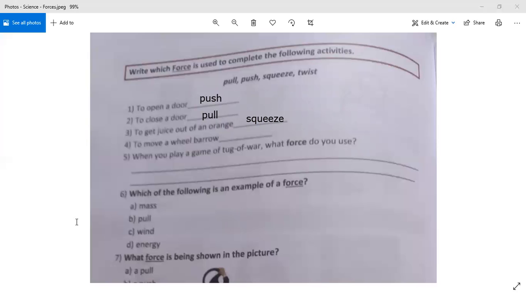Now let's read number 4. To move a wheelbarrow. Read it. How do you move a wheelbarrow? You tell me. Correct. We push it. So let's write the word push. P-U-S-H. Push. Good. Next one.